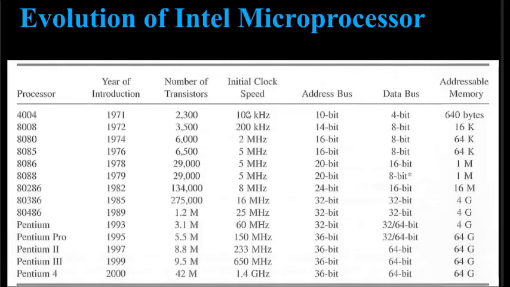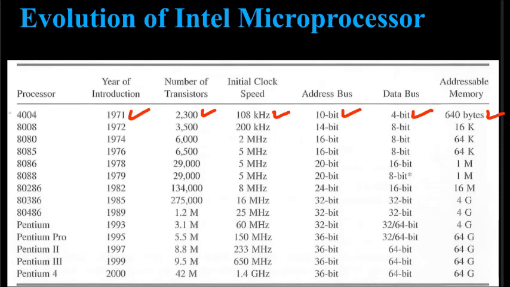Next we see the evolution of Intel microprocessor. As we see, there is a series from 4004, then 8008. So these are the processors, starting from 4004, which was introduced in 1971. And here we see how the number of transistors, the clock speed, the address bus, the data bus, and the amount of addressable memory.